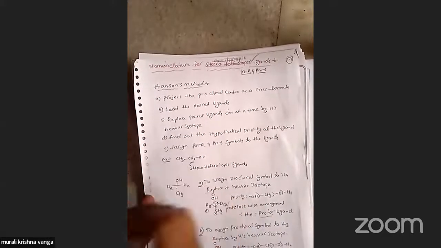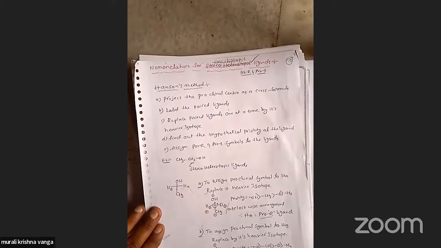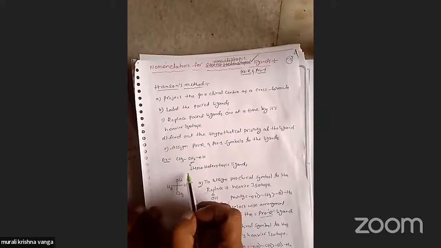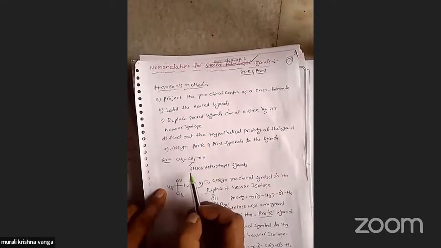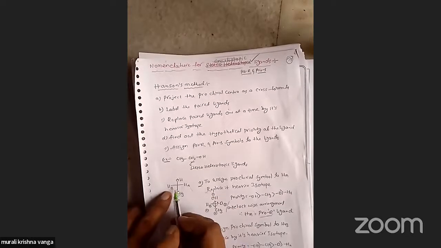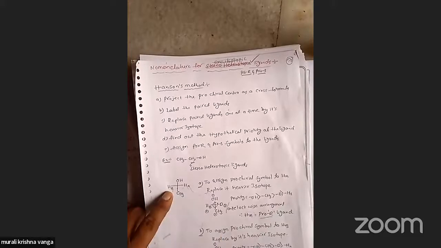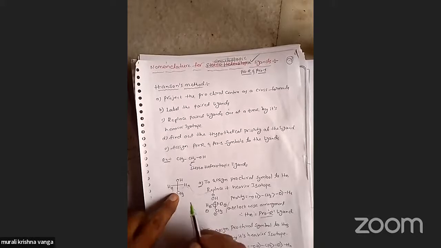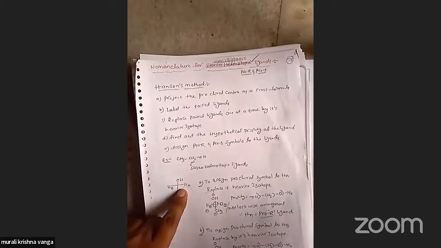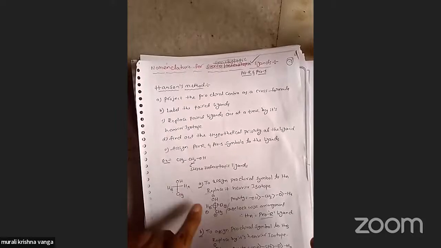Okay, I'm taking this example here. What is the first point? Project the prochiral center as a cross formula. This molecule I am representing in Fischer projection cross formula, and label the paired ligands. Here two hydrogens are there. I am labeling one hydrogen as HA and the other as HB, and replace the paired ligand one at a time by its heavier isotope. First, HA is replaced by its heavier isotope, deuterium.